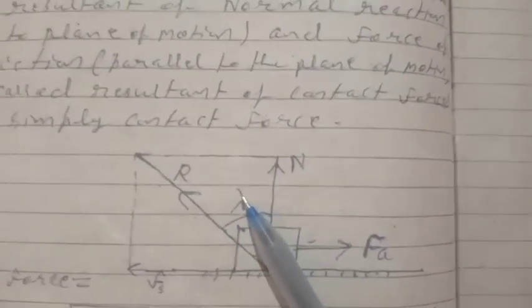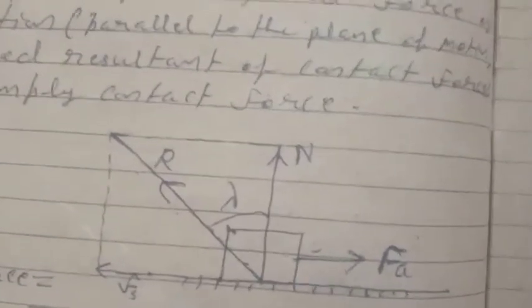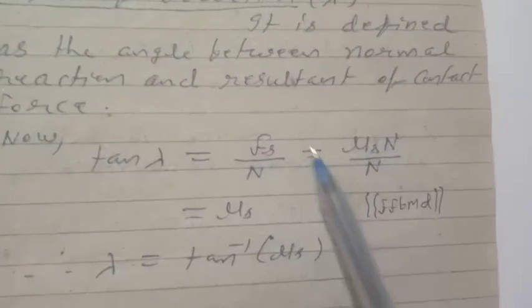Now the angle between contact force and normal contact is called angle of friction. So this angle will be the angle of friction, and it is given by, if we take tan lambda, then tan lambda will be equal to this line, which is represented by the magnitude of Fs, divided by this line, which is equal to the normal contact. So now tan lambda equals Fs by N. We know that Fs equals mu s into N, divided by N, and N is removed. Now tan lambda equals mu s, so lambda is equal to tan inverse mu s. This is the formula for angle of friction.